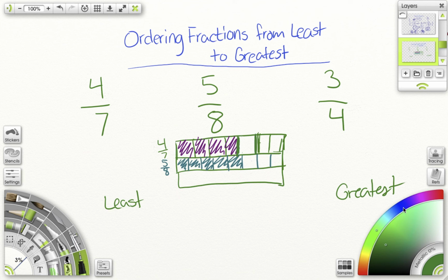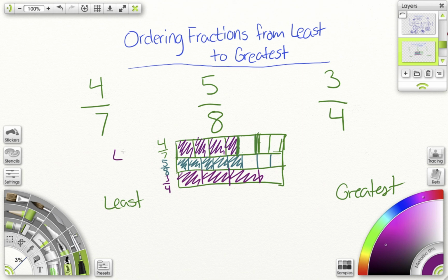Okay, so now I need my last fraction, which is 3/4. So I'm going to just put 3/4 over here, and I'm going to split this strip up into 4 equal pieces. So 1, 2, 3, 4. So I color in 3 of them. 1, 2, 3. Which fraction is the smallest, which is the least?